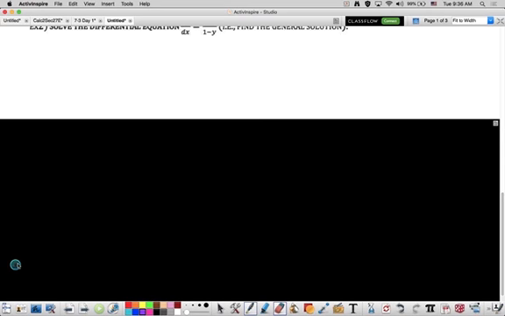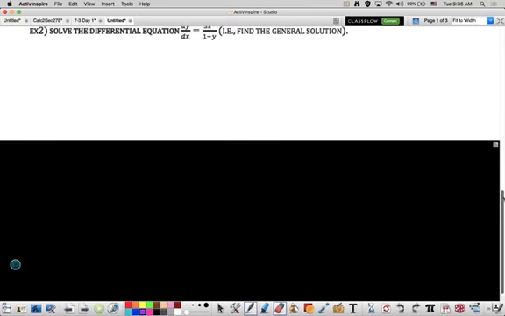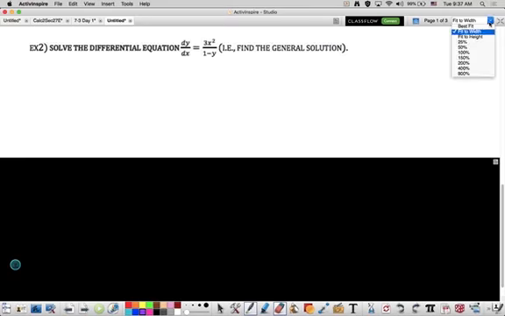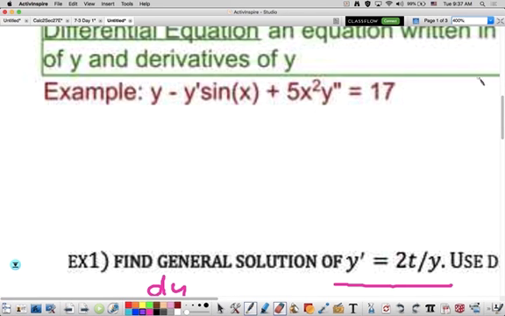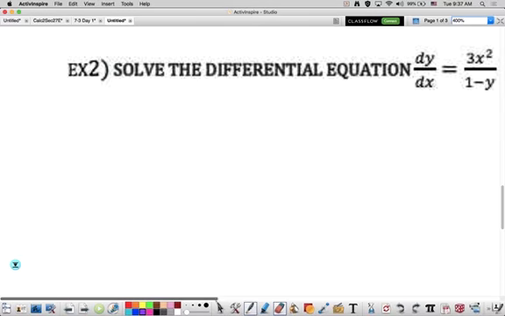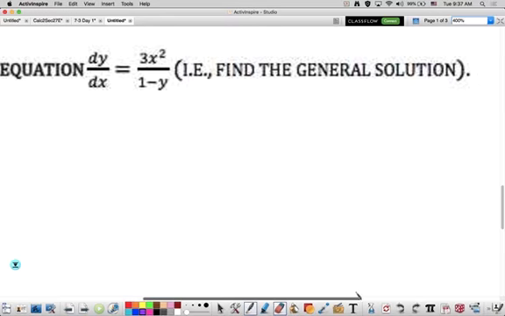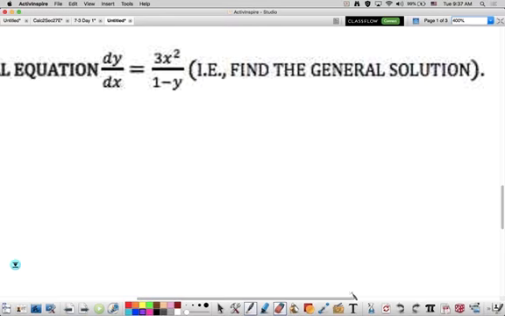All right. Ready to move on from that example? All right. Why don't you try this one? Solve the differential equation. That is, find the general solution. Find the general solution of this one.